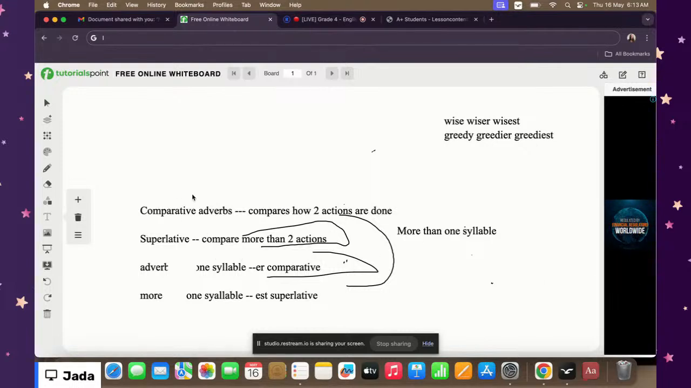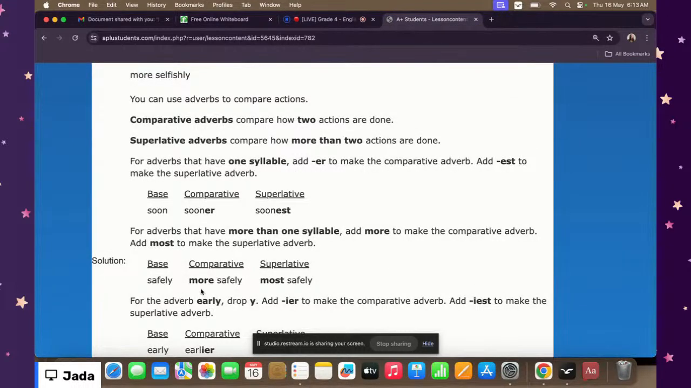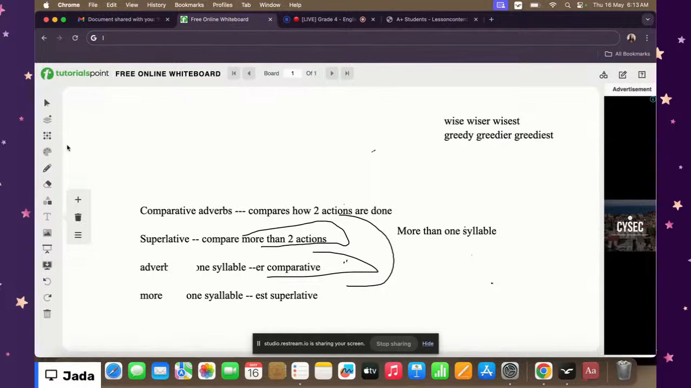Okay, so when you have more than one syllable, you need to add more and most. So more goes for the comparative, and then most goes for the superlative. Okay, so moving on here, more for comparative, and then most for superlative.